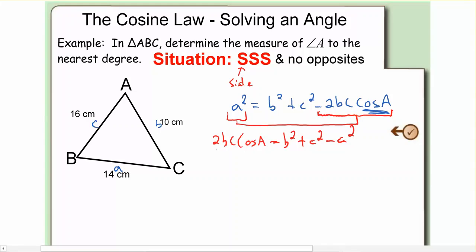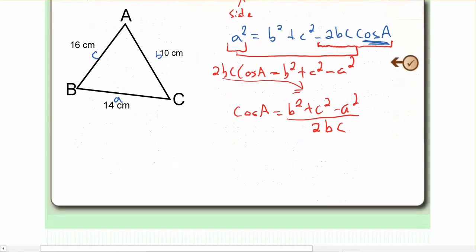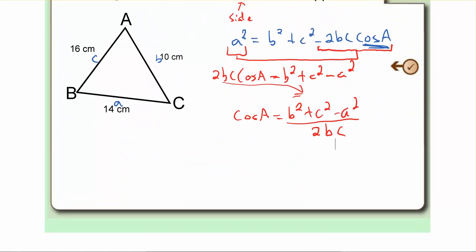Now I just need to get cos A on its own, right? So all I'm going to do is divide both sides by 2bc, which really just means I'm going to bring those down to the bottom of that side of the equation. And what I have left is cosine A is equal to b squared plus c squared minus a squared all over 2bc. And now it's not any tougher. Now we just got to plug in what we know.